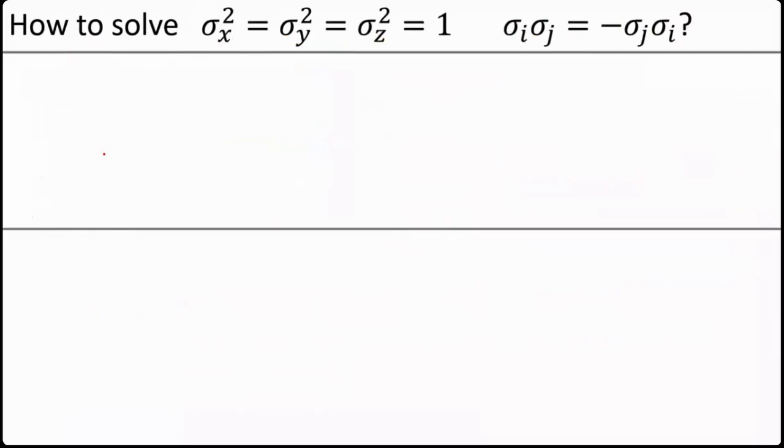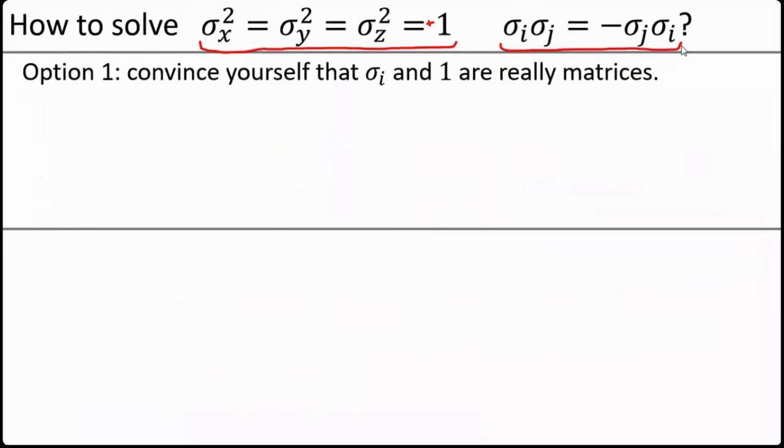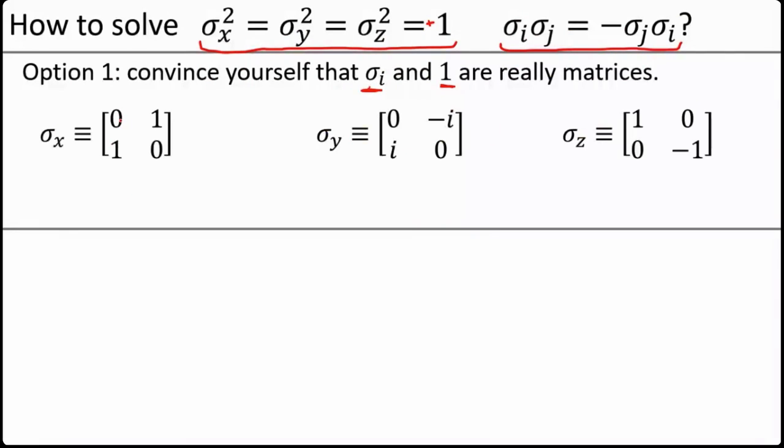So here is another example. Here's maybe a harder problem. You're told that sigma x, sigma y, sigma z all square to plus 1. And then also another thing is that they anti-commute. Kind of like before, option 1 is to convince yourself that, oh, well, these things are really matrices. And then if you fool around with matrices enough, you can come to the conclusion that these are what the matrices would be.